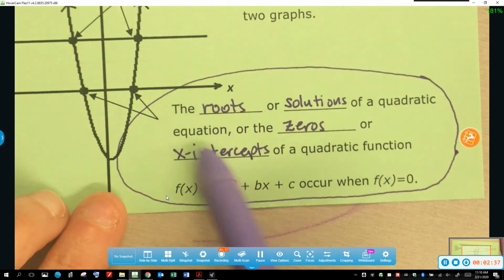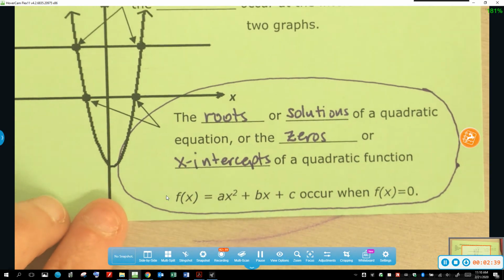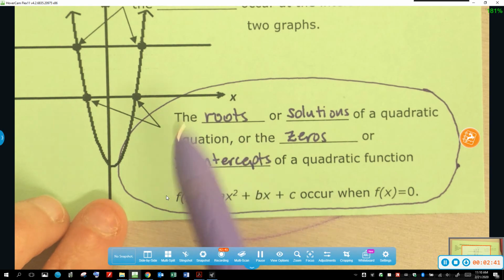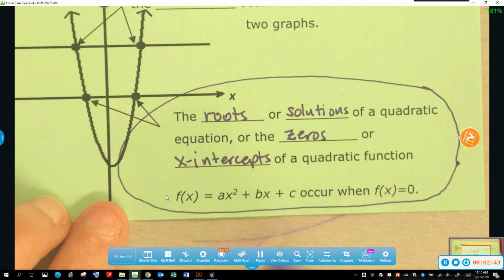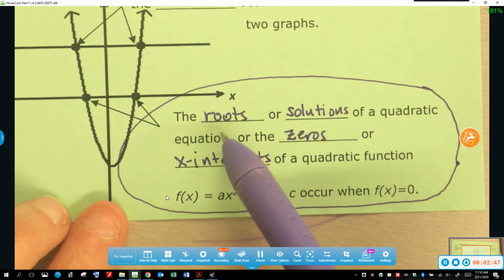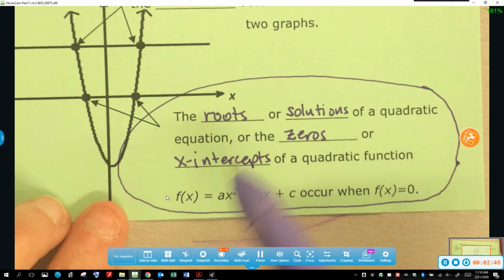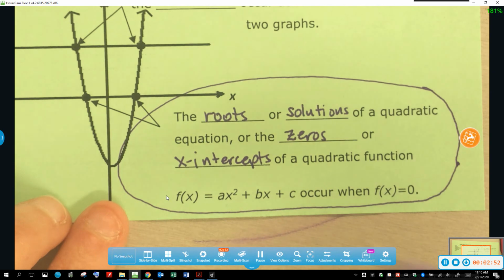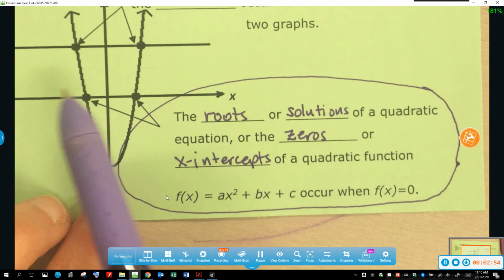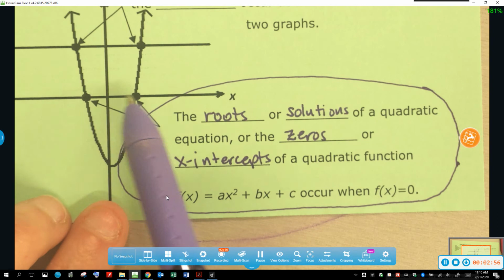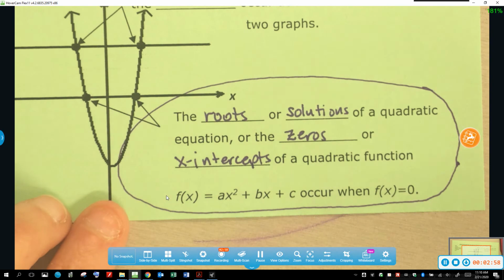One of the reasons they call it a root is because in order to find the solution to a quadratic or a cubic or something, I have to take a root to find it. Because it's squared, to undo squaring, I have to take a square root. If it's cubed, to undo it, I have to take the cube root. So we call them roots because that's where my square and cube roots are for that solution.